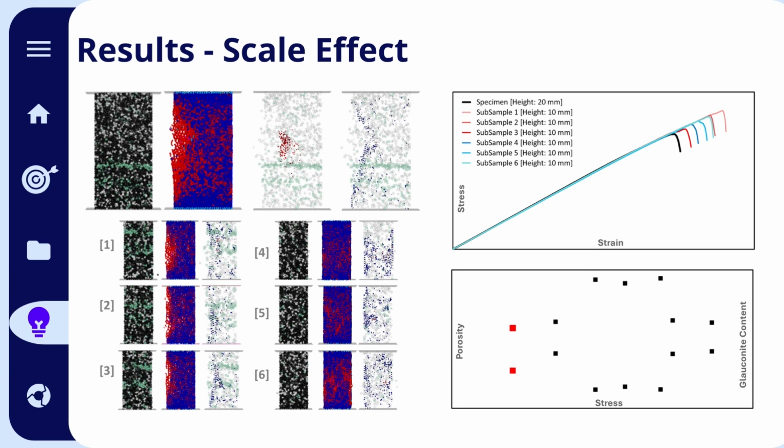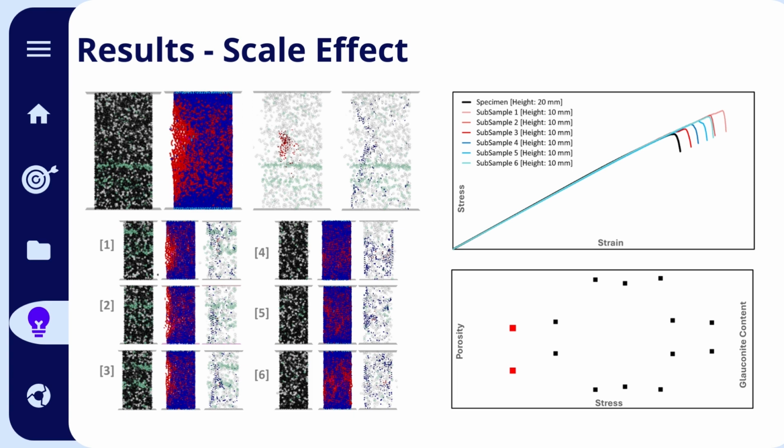We also explored the size dependency of rock mechanical behavior in our study. To investigate this, we divided a 20 millimeter tall sample into subsamples. Samples 1 to 3 were taken from the lower half, while samples 4 to 6 were taken from the upper half of the original sample.